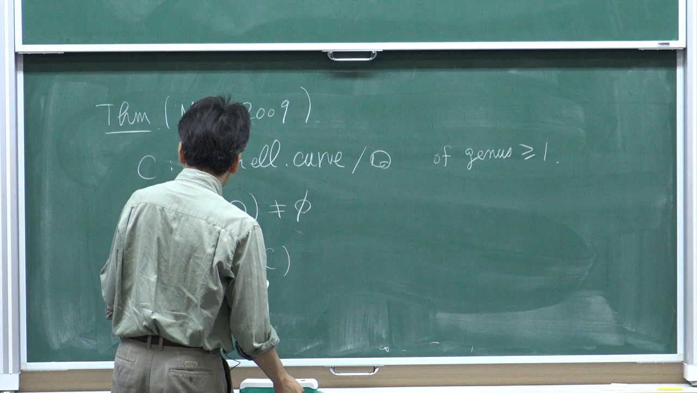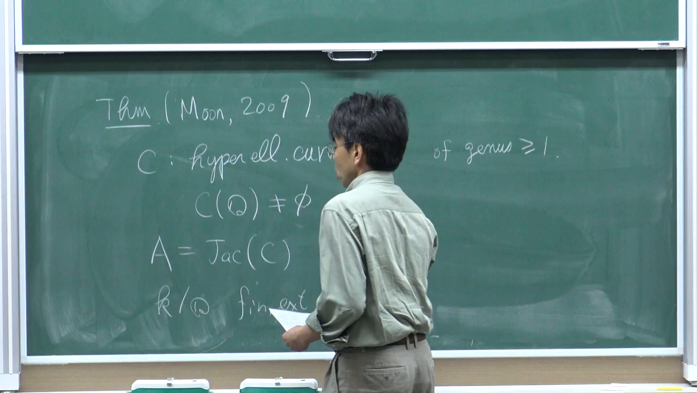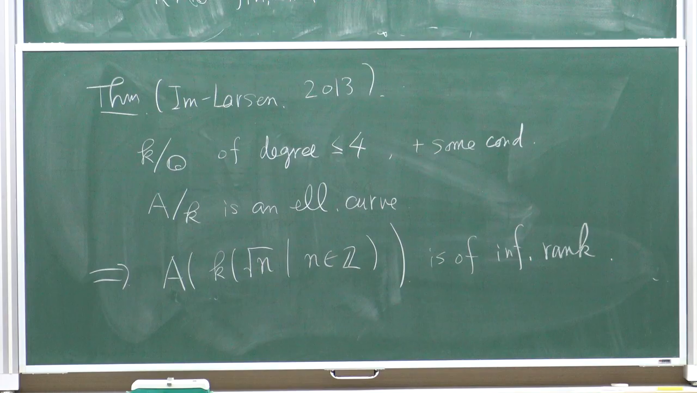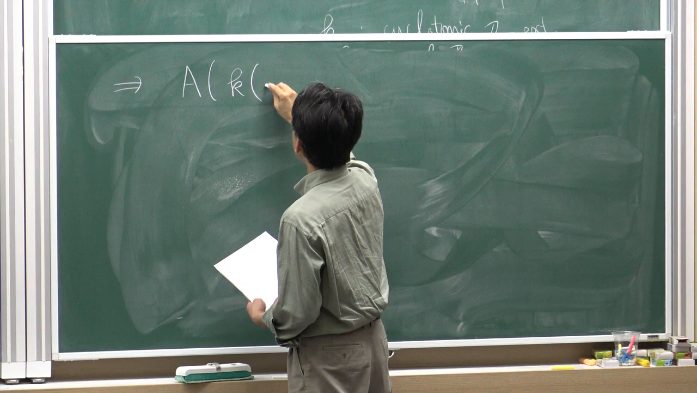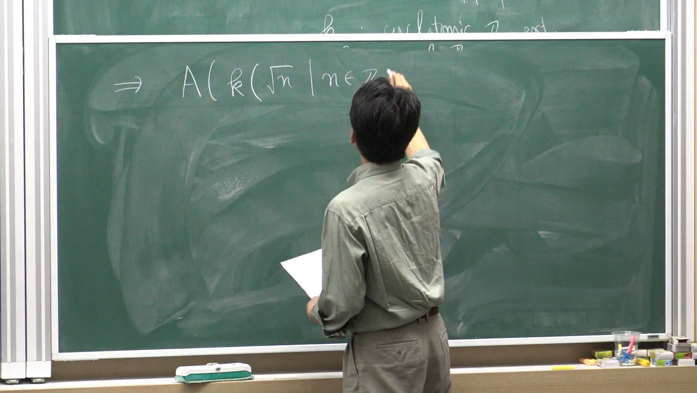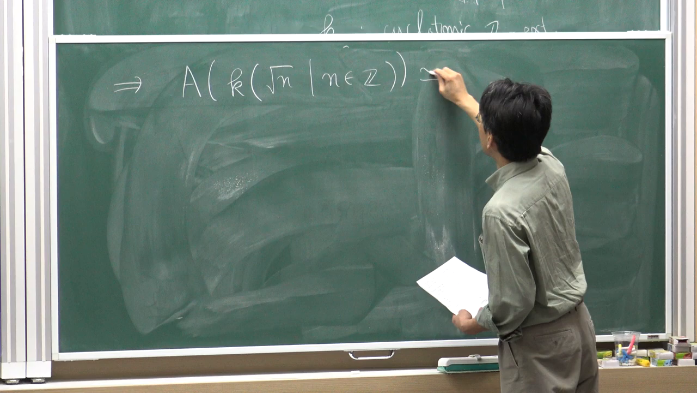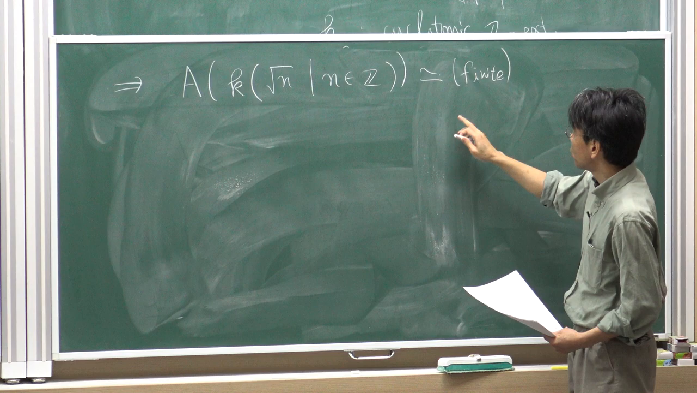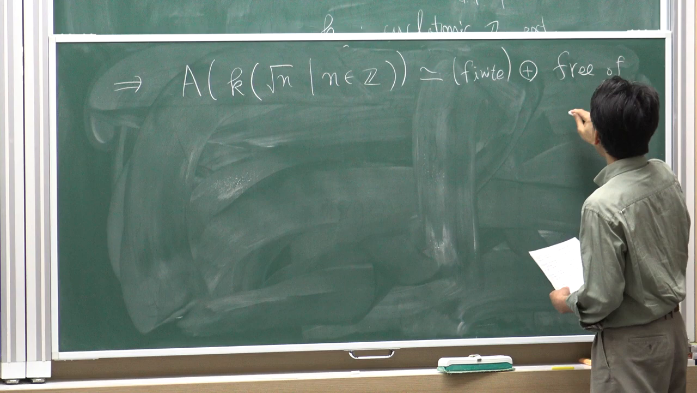For any finite extension, the same kind of field, the Mordell-Weil group over this same kind of field is the direct sum of a finite abelian group and a free abelian group of infinite, countable rank.